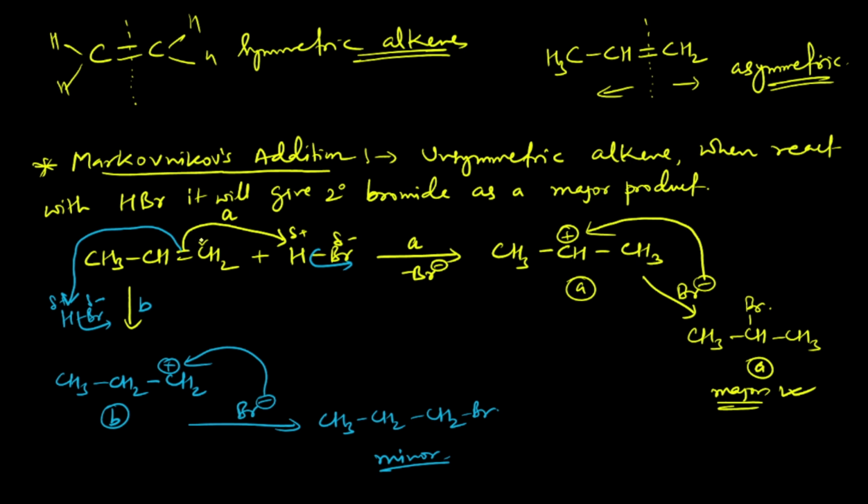And this pi electron is shifting over here. That means this carbon is having positive charge. See here, the same thing is happening. Now, this is route A. Now route B. What is happening in route B? This is route B.